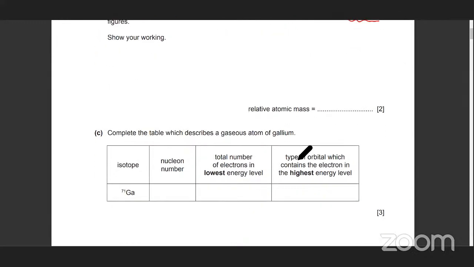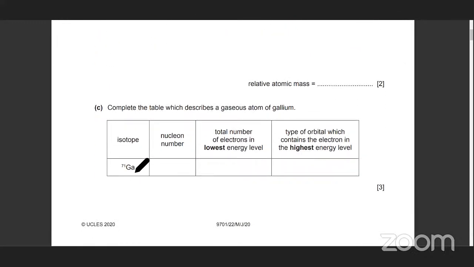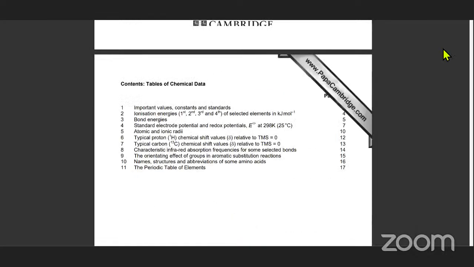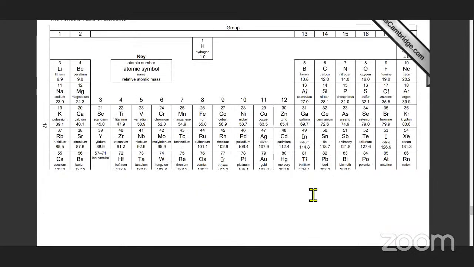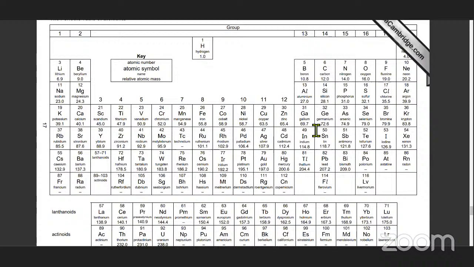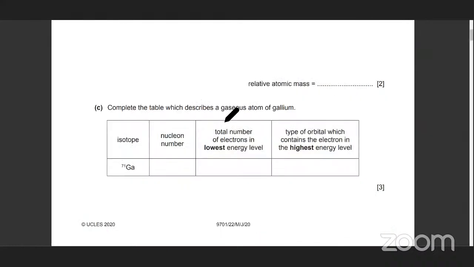Complete a table which describes the gaseous atom of gallium. The gallium periodic table, I think the data booklet is here. So one second. So the periodic table, where's gallium? यहाँ पे जो given है, that's 69.31 given है, ठीक है? तो we're going to take 31. तो ऊपर उसे 71 दिया बस. He's talking about a specific isotope, ठीक है? तो this is about a specific isotope of gallium.